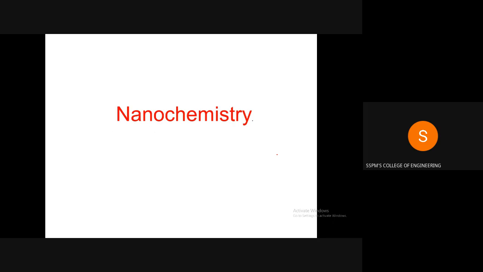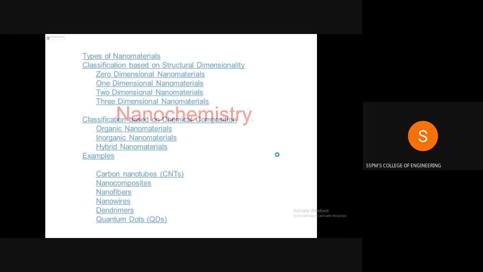The next point is nanochemistry. The next chapter is a sub-chapter of green chemistry: nanochemistry. Important for the CET point of view is the classification of nanomaterials, that is zero dimension, one dimension, two dimension and three dimension. A theory-based question may ask which nanomaterial is one dimension. They may give options such as nanodisc, nanolayer, fullerenes and nanotube. The correct option is nanotube.